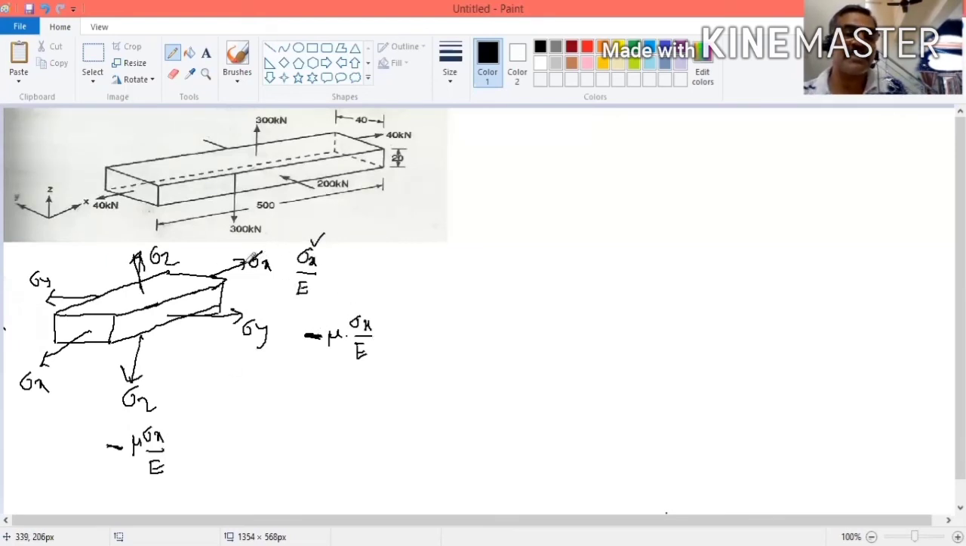All are due to sigma x. The load is acting along the x direction. This is linear strain, these two are lateral, but this is along y direction. This is along z direction. This is along x direction. But this is positive, these two are negative.